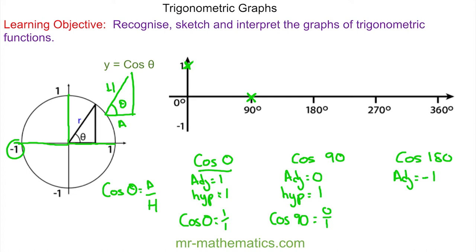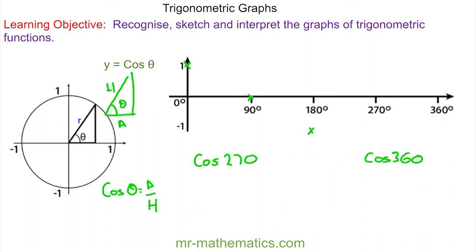The hypotenuse is still the radius, which is 1. So the cosine of 180 is the adjacent divided by the hypotenuse, which is negative 1. Do you want to try and work out the cosine of 270 and 360? You can pause the video and resume it when you're ready.